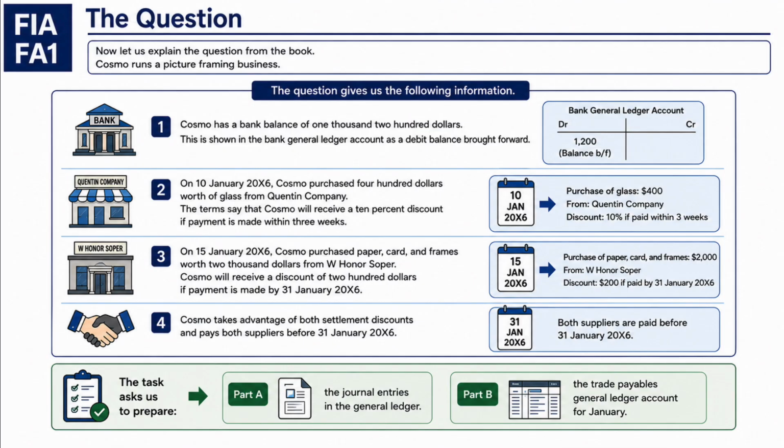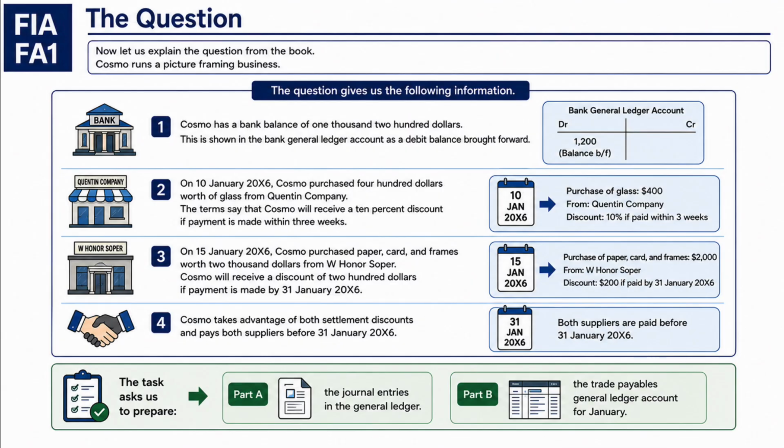5. The question. Now let us explain the question from the book. Cosmo runs a picture framing business. The question gives us the following information. First, Cosmo has a bank balance of $1,200. This is shown in the bank general ledger account as a debit balance brought forward. Second, on 10 January 20x6, Cosmo purchased $400 worth of glass from Quentin Company. The terms say that Cosmo will receive a 10% discount if payment is made within 3 weeks.